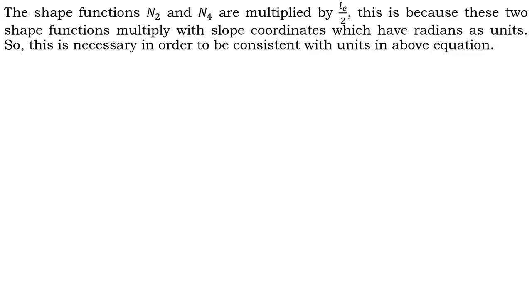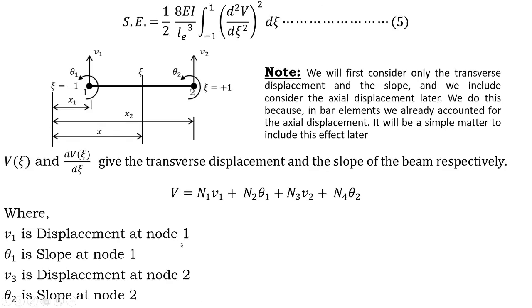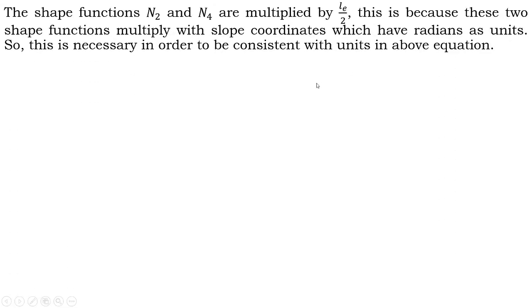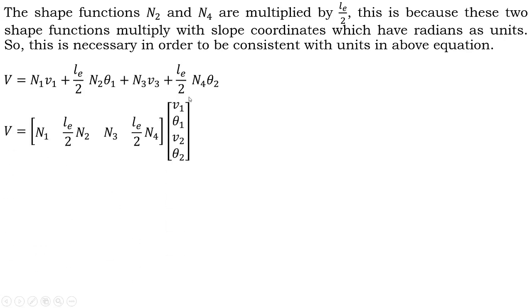Now the shape functions n2 and n4 are related to the slope, and the slope will be in terms of radians. For this v equation to be uniform in units, n2 and n4 should be multiplied with le by 2, so that the entire equation is consistent with the units. Therefore, I'll multiply n2 with le by 2 and n4 also with le by 2.